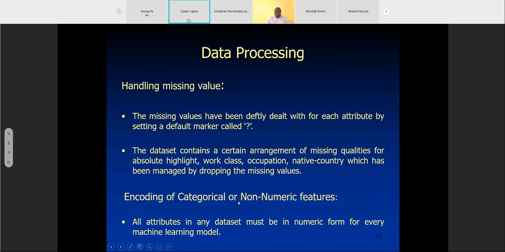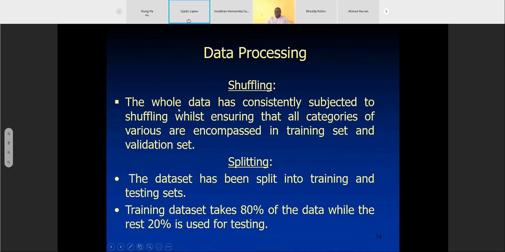Encoding of categorical values. We do this because the machine learning model only works on numerical values. So we need to transform the categorical to numeric form, so that will help us to build the model. All attributes in any dataset must be in numeric form for every machine learning model. And then shuffling. The whole data is constantly subjected to shuffling while ensuring that all categories of variables are encompassed in the training set and validation set. And then splitting. The dataset has been split into training and testing sets. The training dataset takes 80% of the data, while the rest 20% is used for testing.